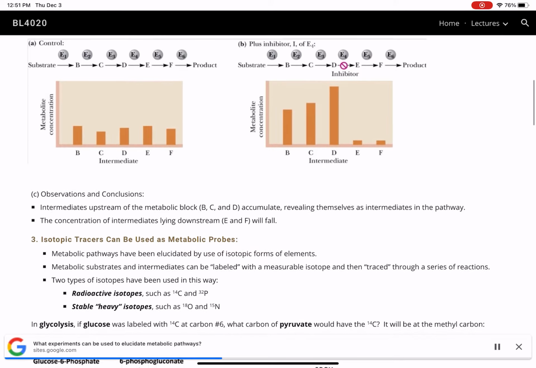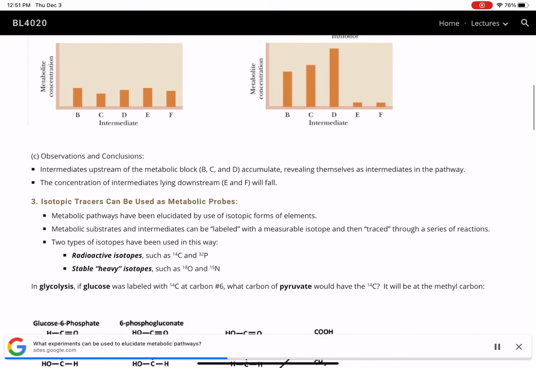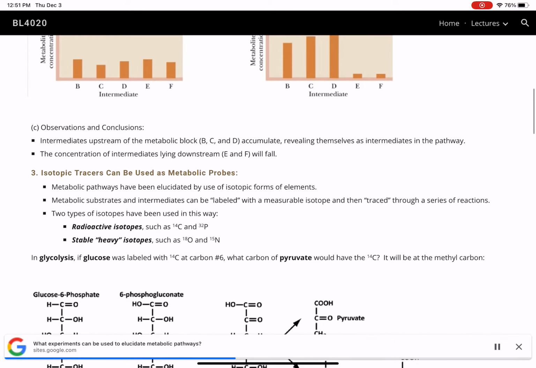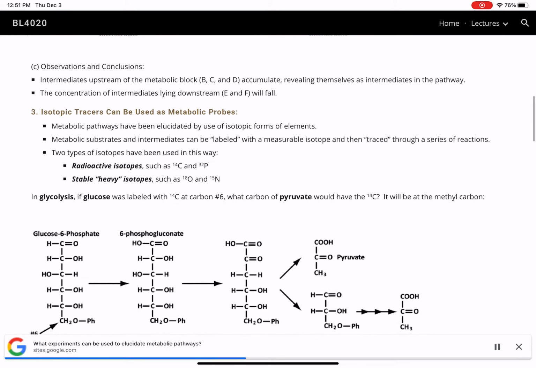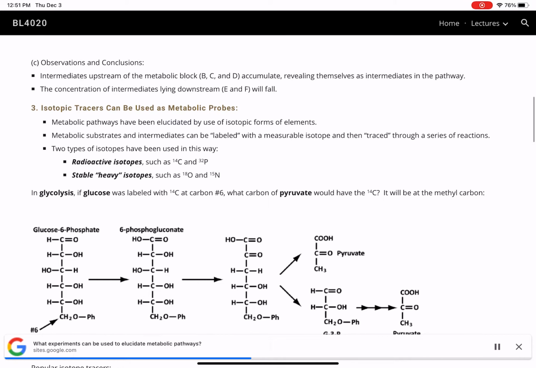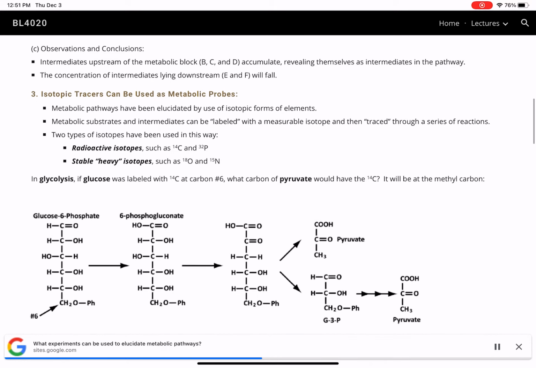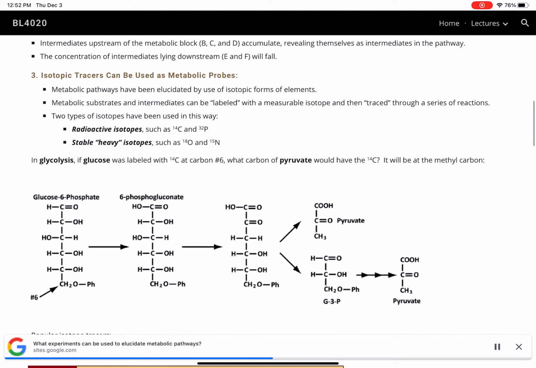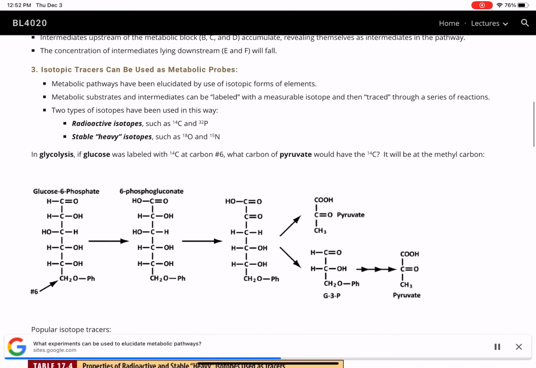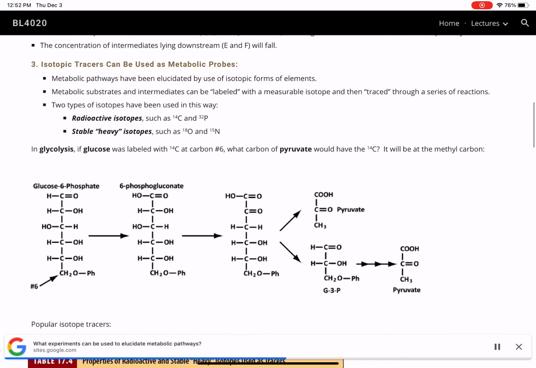3. Isotopic tracers can be used as metabolic probes. Metabolic pathways have been elucidated by use of isotopic forms of elements. Metabolic substrates and intermediates can be labeled with a measurable isotope and then traced through a series of reactions. Two types of isotopes have been used in this way: radioactive isotopes, such as C and P, and stable, heavy isotopes, such as O and N.